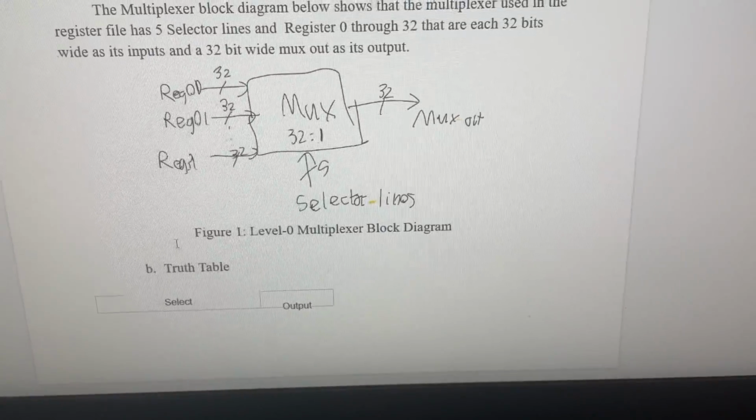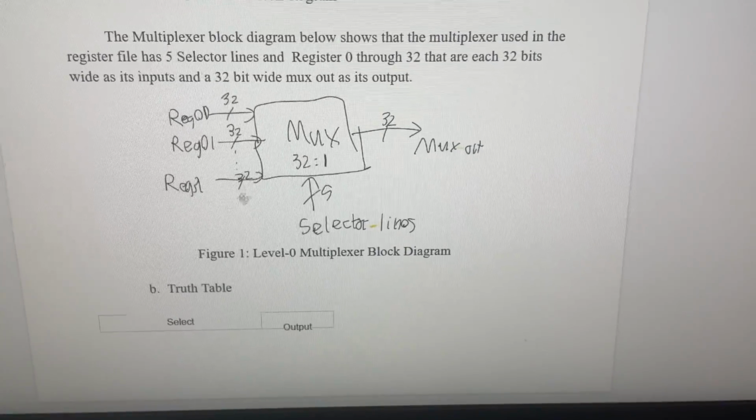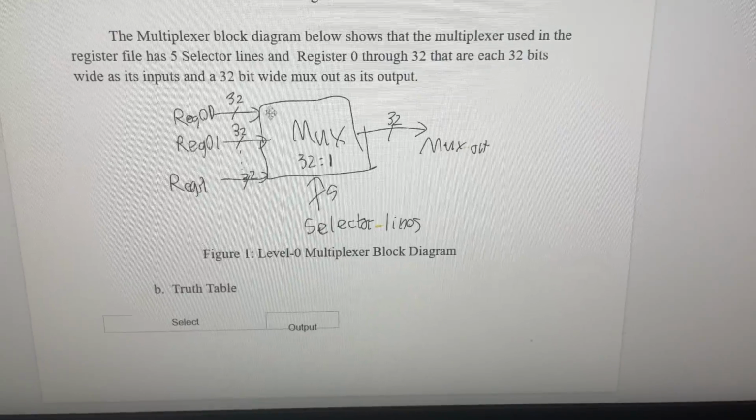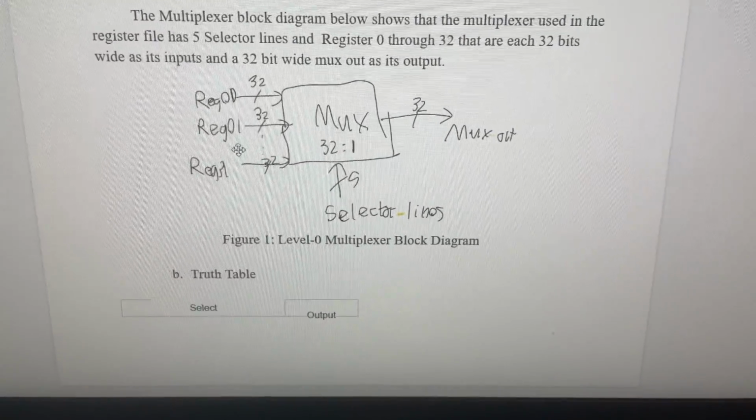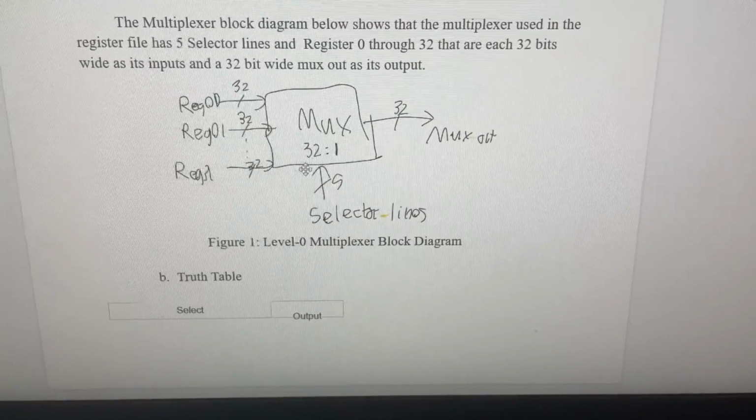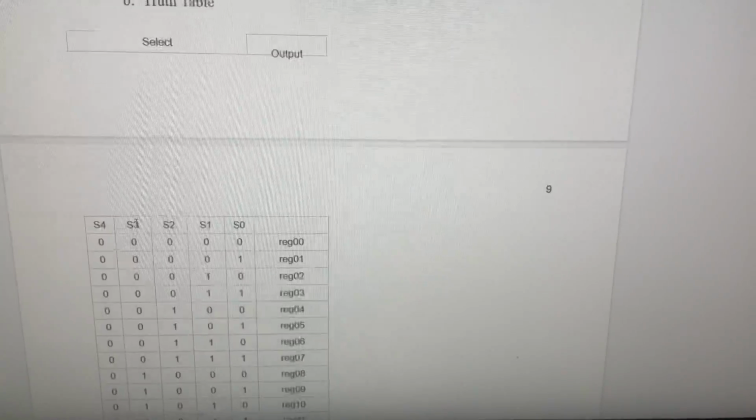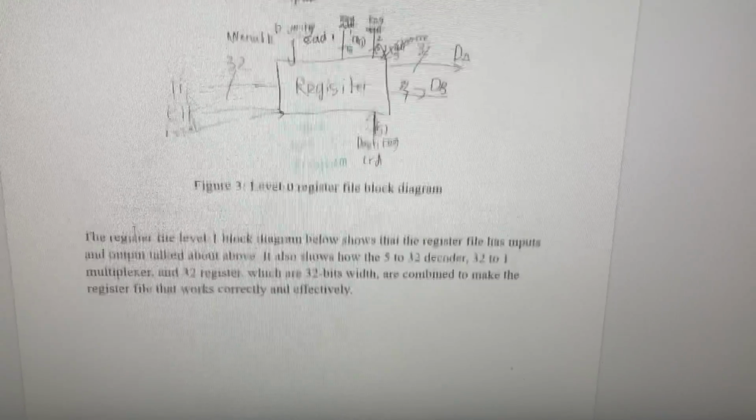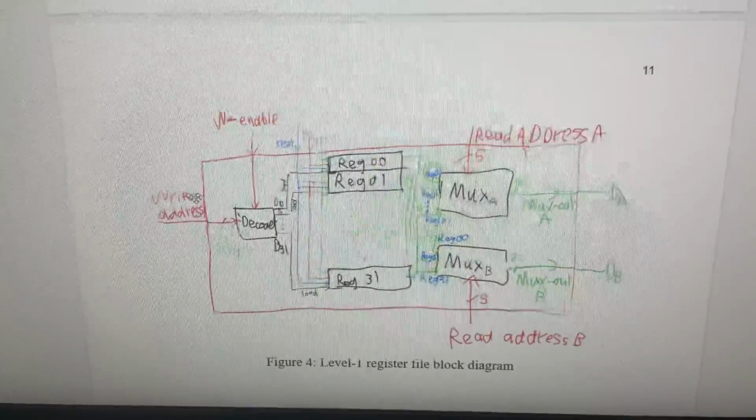Next thing we got is the mux. The mux is going to have 32 inputs for each register. So we're going to have all the registers, you'll see that in the next part, and each one's going to have 32 inputs as well as the selector lines, and then you're going to have one output, which is the 32-bit mux output.